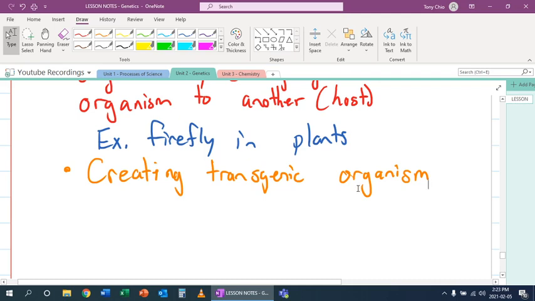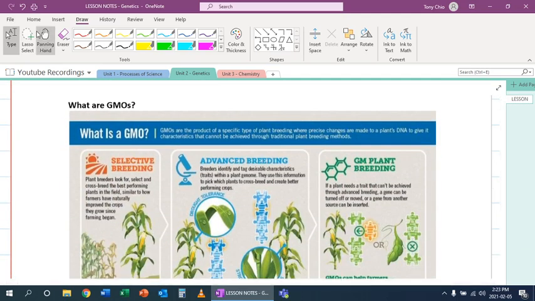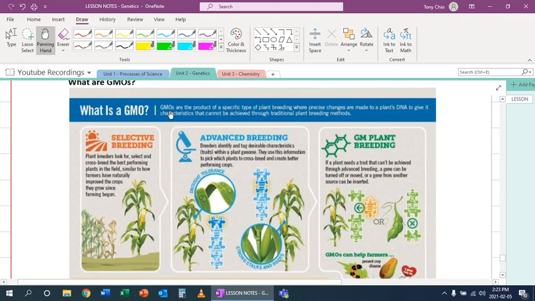But a lot of times we talk about GMOs based on agriculture. So what is GMOs? Well, according to this picture right here, you can see that GMOs are the product of a specific type of plant breeding where precise changes are made to a plant's DNA to give it characteristics that cannot be achieved through traditional plant breeding methods.